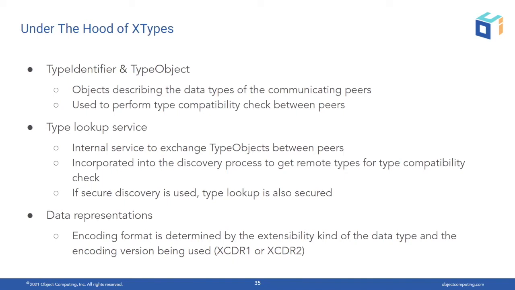The third important component is data representations. XTypes provides various types of encoding formats, and users can choose which encoding format they want to use by setting the extensibility kind of their data type and the encoding version they want to use, either XCDR1 or XCDR2. That provides a lot of flexibility in the encoding format the user wants to use for their application.